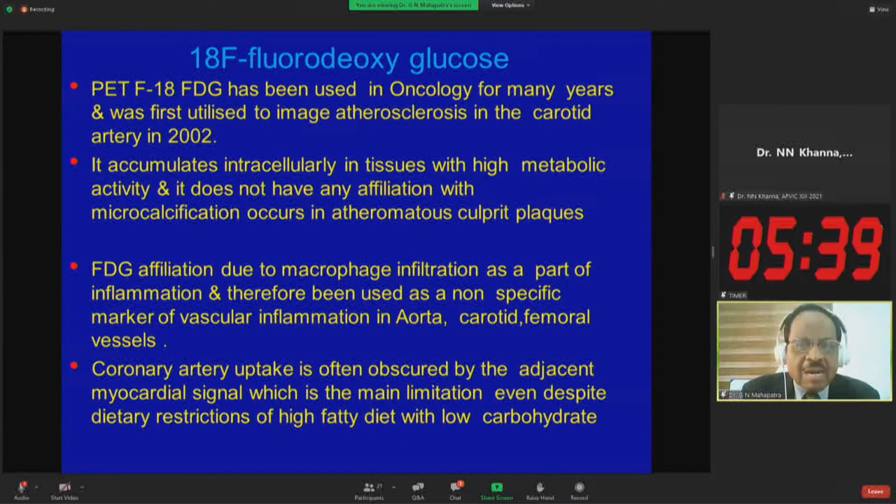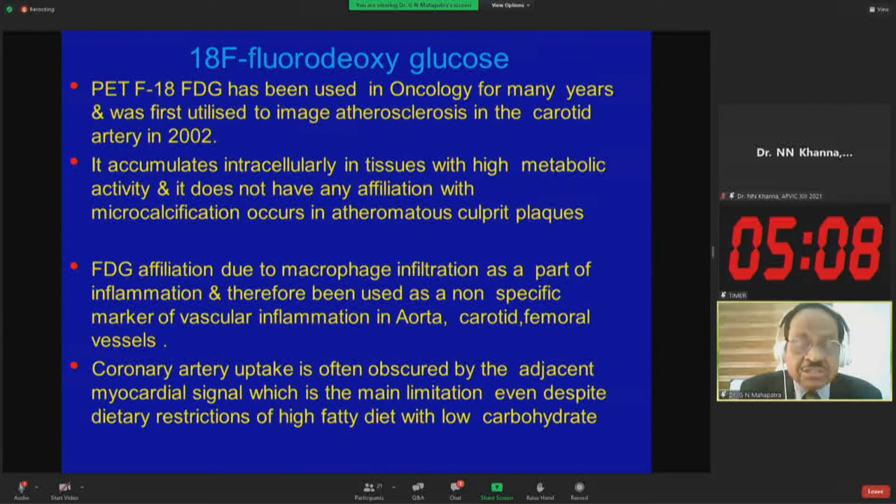18-fluorodeoxyglucose, PET F18 FDG, as I have told you, it has been used in oncology for many years and was first utilized to image atherosclerosis in the cardiac. It accumulates intracellularly in tissues with high metabolic activity and does not have any affinity with microcalcification, F18 FDG. FDG uptake is due to macrophage infiltration as a part of inflammation and therefore it has been used as a non-specific marker of vascular inflammation in the aorta, carotid, and femoral.